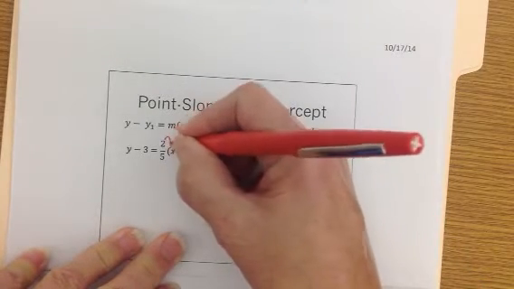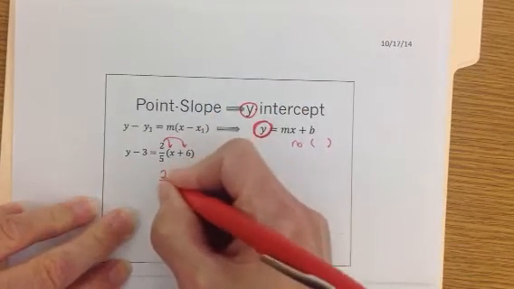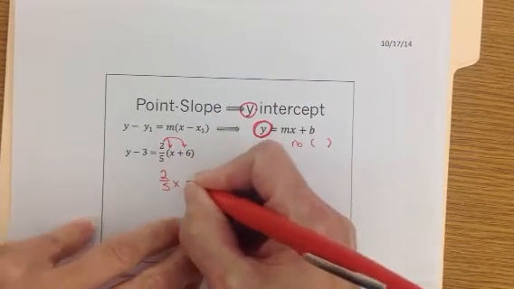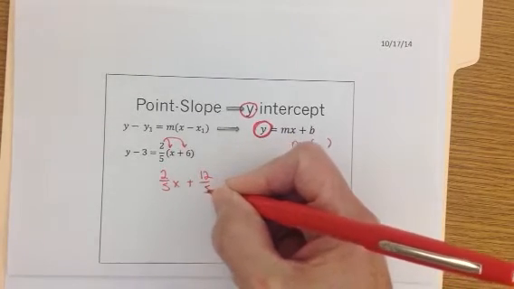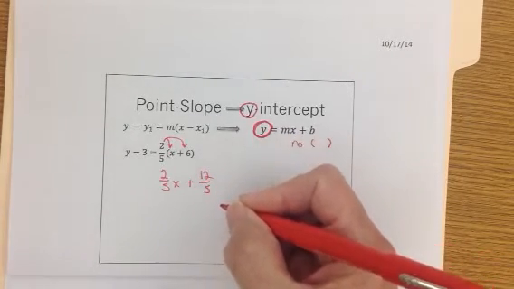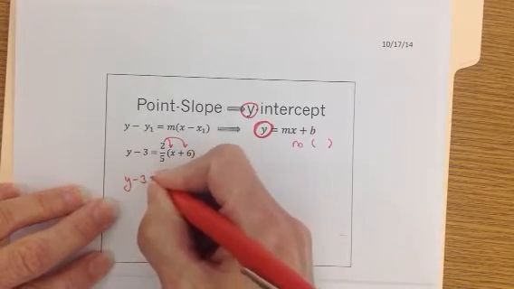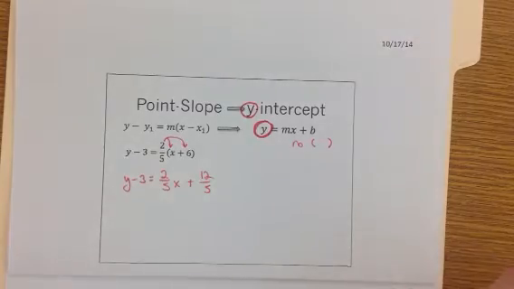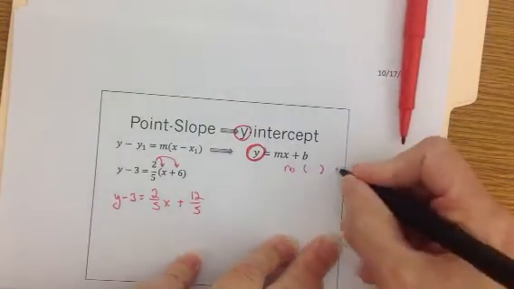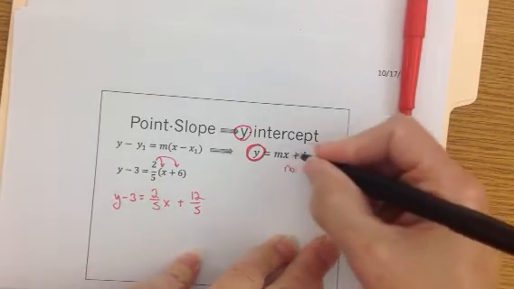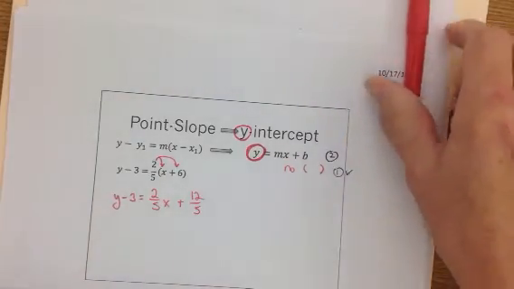So to get rid of the parentheses, that's my first step. I'm just simply going to distribute this. So I get 2/5 x plus 12/5. Okay, so 2/5 x plus 12/5. And on this side, I still have y minus 3. So I got rid of my parentheses. That was step 1. We're done with step 1. And now I need to get y by itself. So that's going to be my step 2.